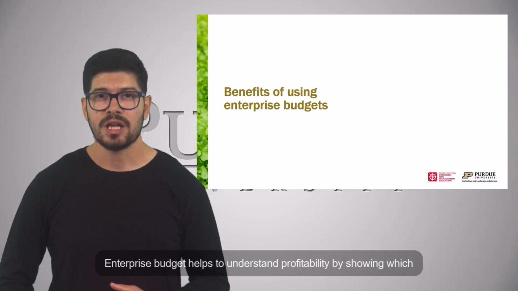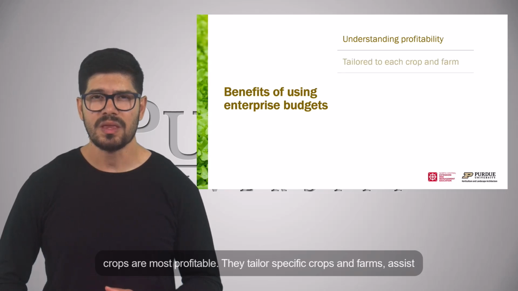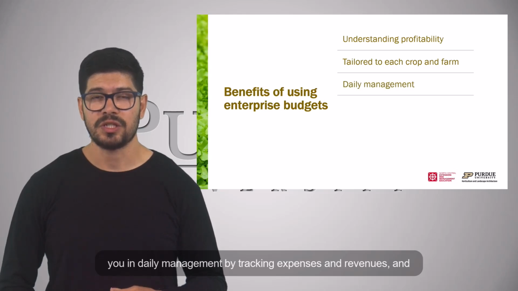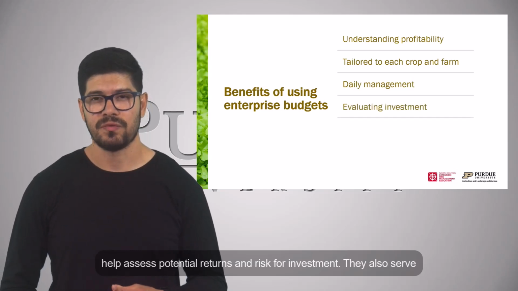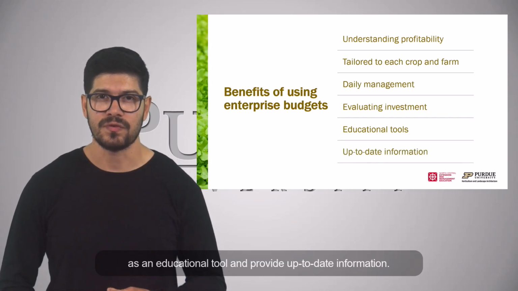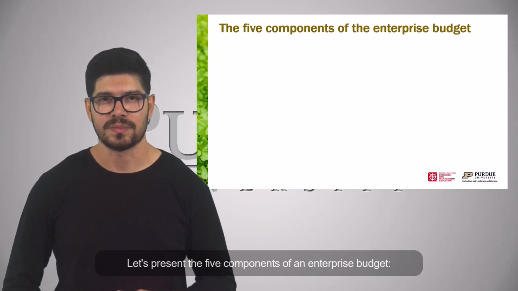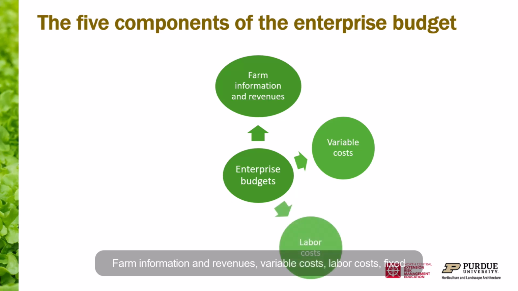Enterprise budgets help to understand profitability by showing which crops are most profitable. They are tailored to specific crops and farms, assist you in daily management by tracking expenses and revenues, and help assess potential returns and risk for investment. They also serve as an educational tool and provide up-to-date information. Let's present the 5 components of an enterprise budget: farm information and revenues, variable cost, labor cost, fixed cost, and overhead expenses.